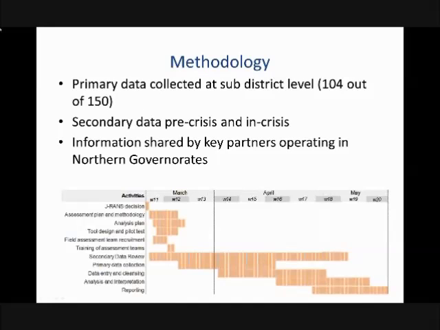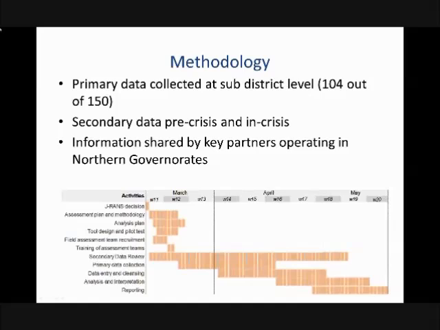It would have been too time consuming. It would have been too resource intense. So we decided to go one level up, which was basically the sub-district level. And we were able to cover 104 of the sub-districts out of 150 in the 7 northern governorates, which is not a perfect result, not a good result, but a reasonably good result in terms of assessment coverage.